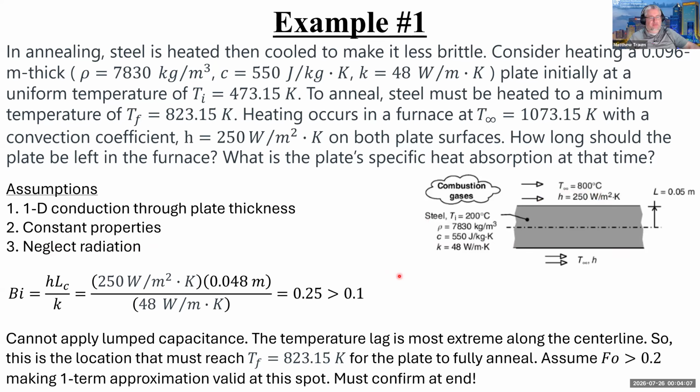The first thing that we always do when we're dealing with transient problems is find the Biot number. So Biot number is h L_c over k. h is 250. L_c is the characteristic thickness. We were given 0.096 meters thick. That's the total thickness. So the characteristic thickness for a plate is half that.